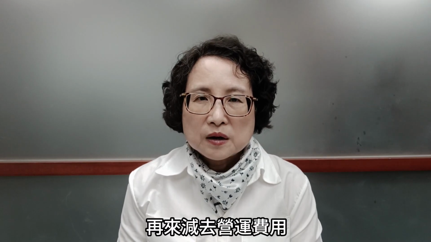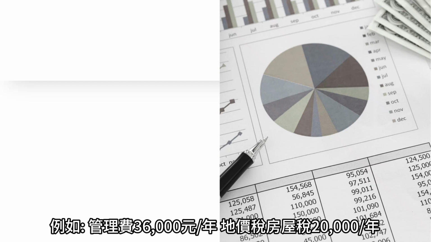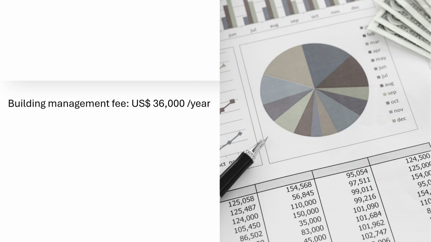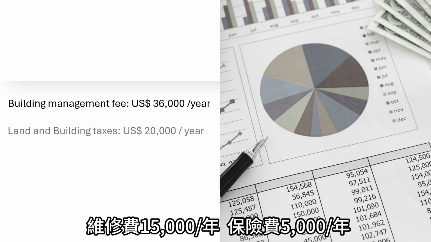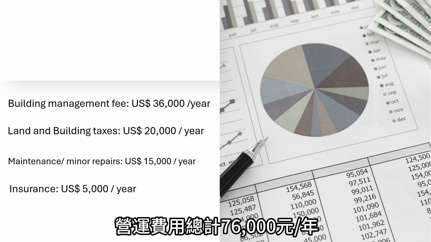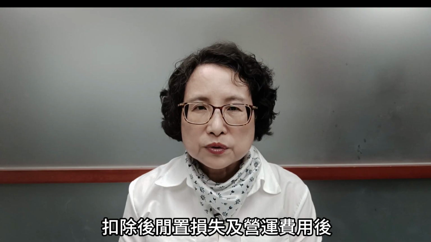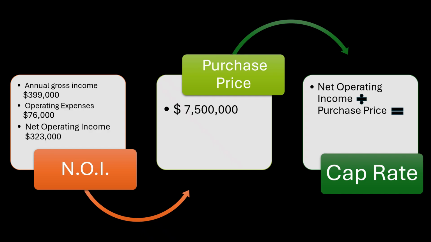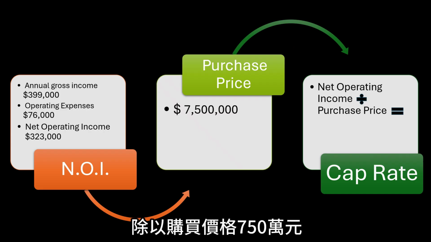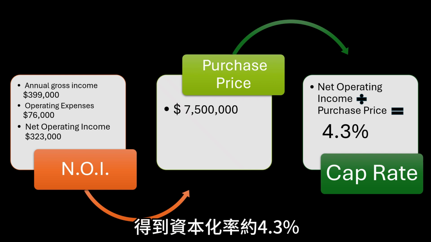Now, let's subtract operating expenses. For example, property management fees, $36,000. Property taxes, $20,000. Maintenance and minor repairs, $15,000. And insurance, $5,000. So the total expenses are $76,000, leaving you with a net operating income of $323,000. Finally, you divide that by your purchase price, $7.5 million. You get a cap rate of about 4.3%.